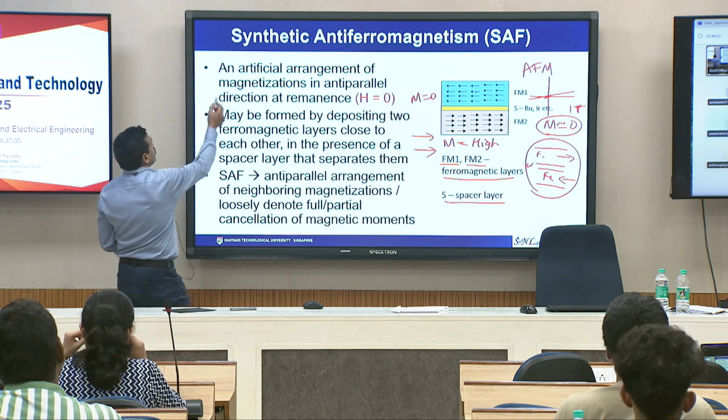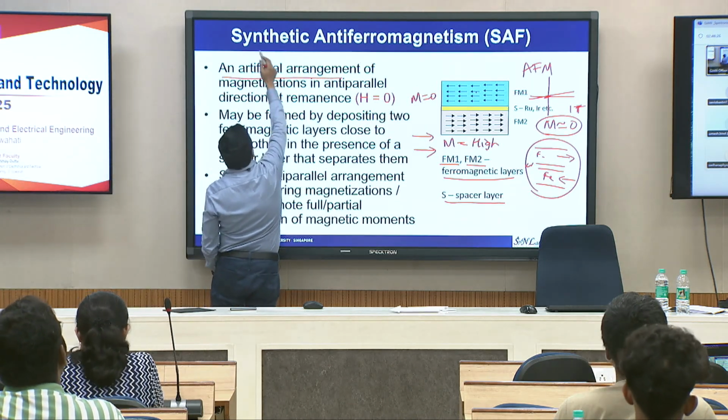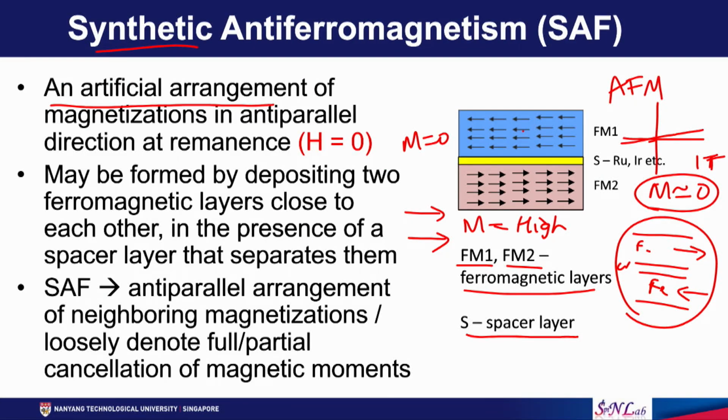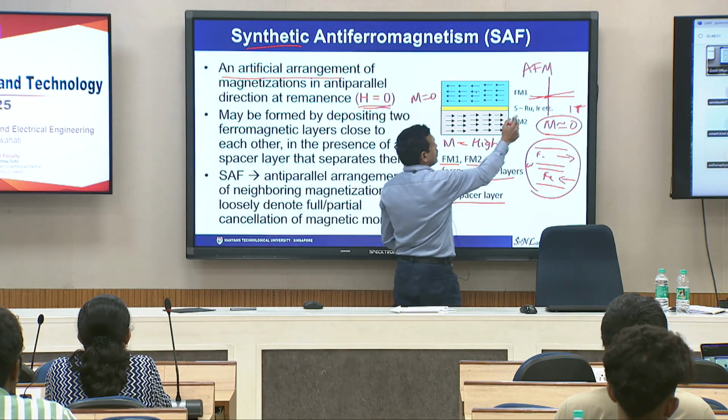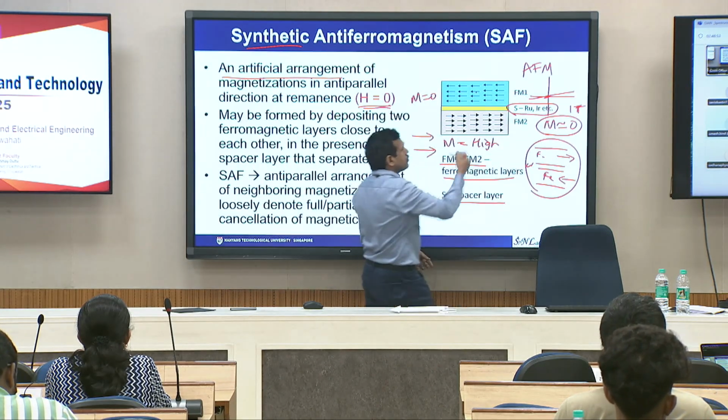So, it is an artificial arrangement, that is why we have the name synthetic. An artificial arrangement of magnetization in anti-parallel directions at remnants, so at zero field. This kind of material can be formed by depositing two ferromagnetic layers close to each other in the presence of a spacer layer that separates them. This spacer layer can be ruthenium, iridium and things like that.